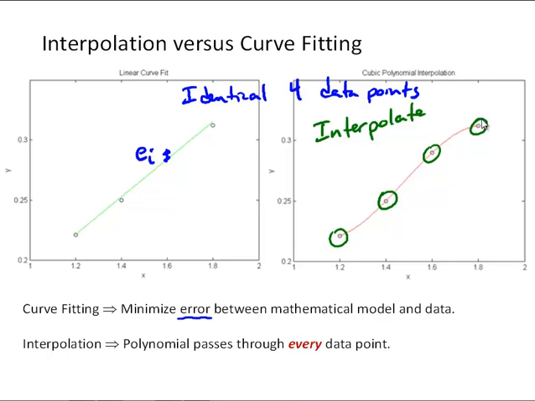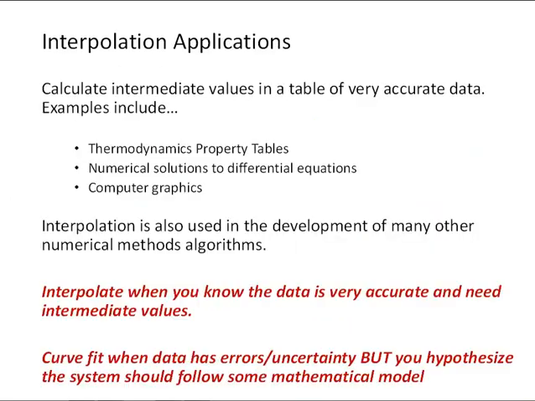So numerically, what's happening with curve fitting is we're minimizing the error between the model and the data. Numerically, what's happening with interpolation is we're finding a polynomial that passes exactly through every data point. Okay? And one thing that we'll talk about is if, in this case, we have 4 data points, that means we are going to have a cubic polynomial. And we'll talk more about why in a minute. But first, let's talk about some applications of interpolation.